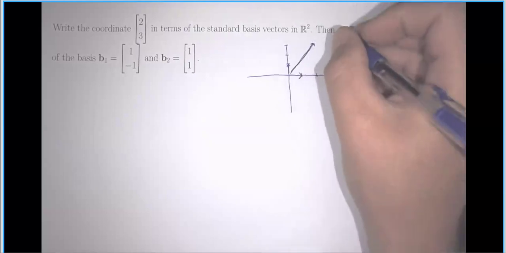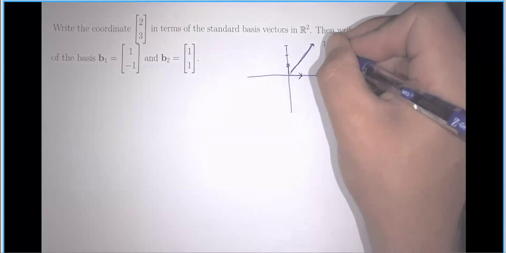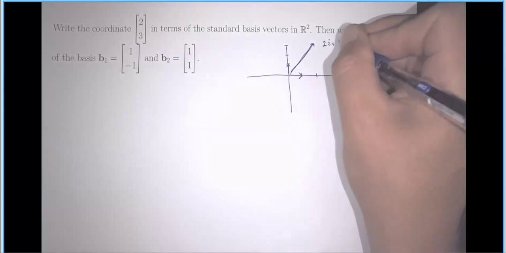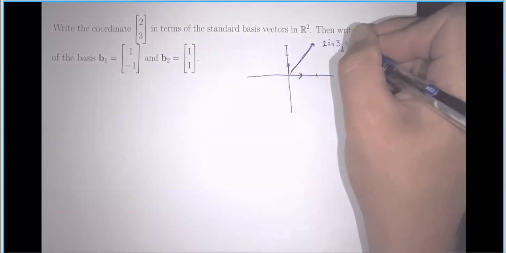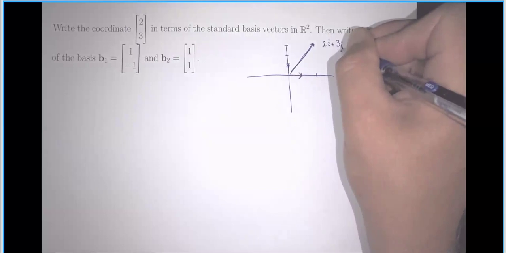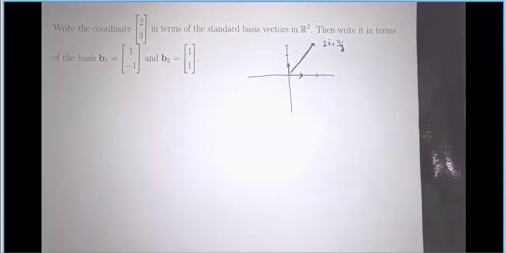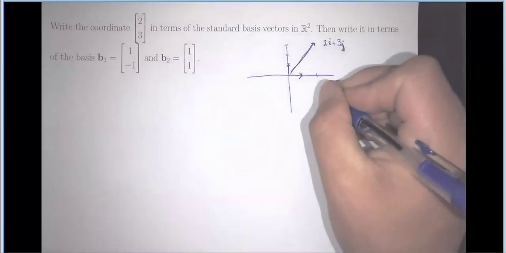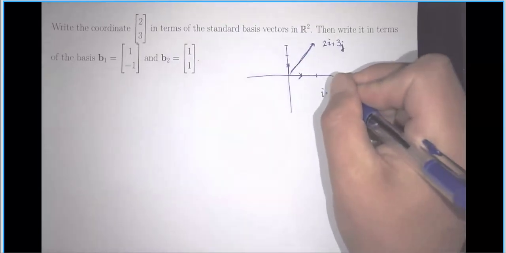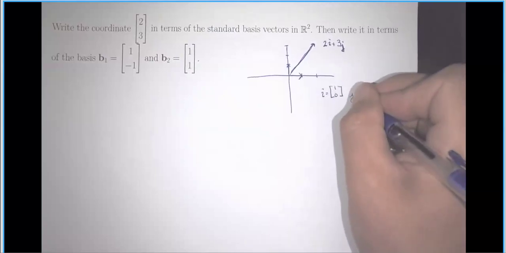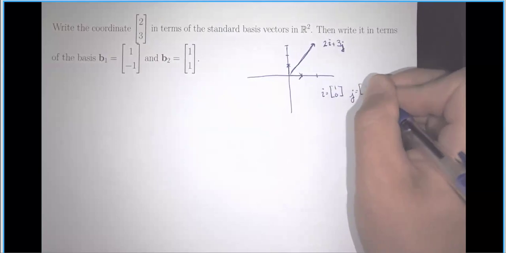So our vector looks like this. In terms of our standard basis, this is 2i plus 3j. I, of course, is 1, 0, and j is 0, 1.